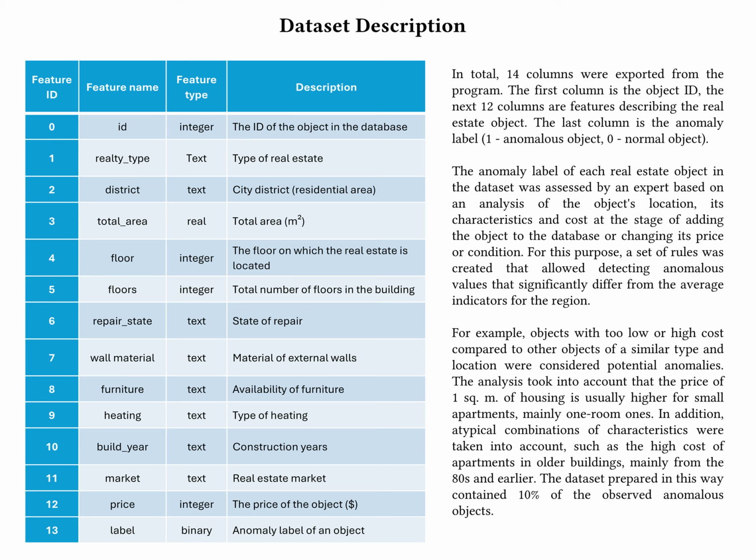For example, objects with too low or high cost compared to other objects of a similar type and location were considered potential anomalies. The analysis took into account that the price of one square meter of housing is usually higher for small apartments, mainly one-room ones. In addition, typical combinations of characteristics were taken into account, such as the high cost of apartments in older buildings, mainly from the 18th century and earlier. The dataset prepared in this way contained 10% anomalous objects.